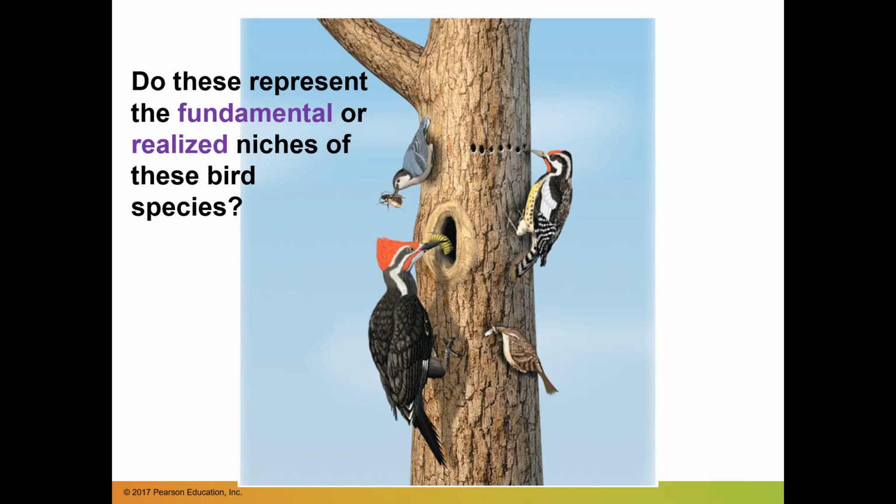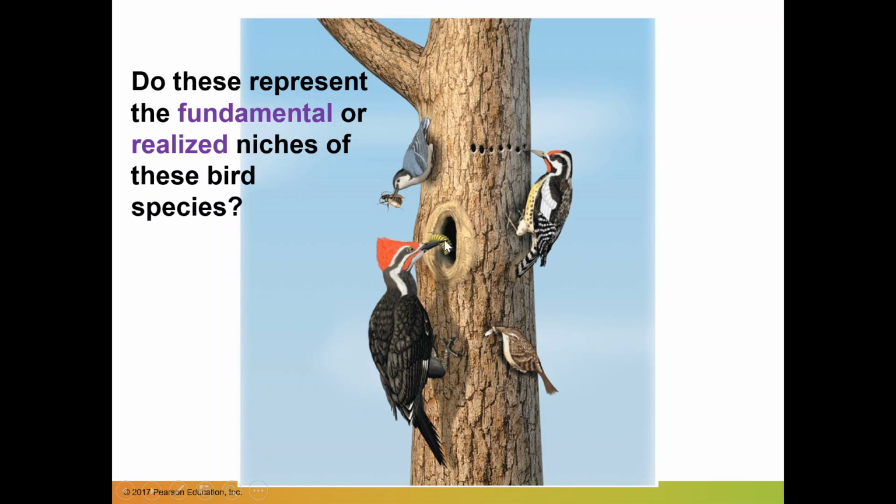Anthony says realized. And it's true. The key here is that, let's take this yellow-bellied sapsucker. It could probably eat these larger grubs that the pileated woodpecker is eating, but it can't get to them. It drills and it pecks. It can't make it there. So this is the issue here.